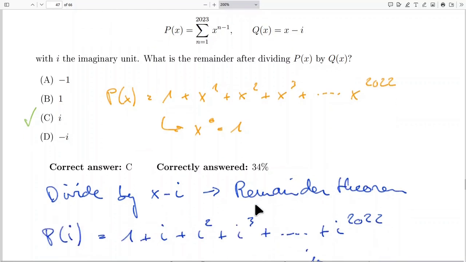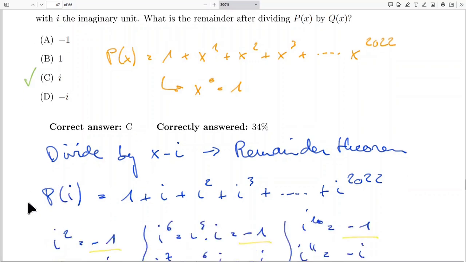We're going to use the remainder theorem: when dividing by x minus a, if you fill in a into the polynomial, then you'll get the remainder. So p of i will give you 1 plus i plus i squared plus i to the third, all the way to plus i to the power 2022.